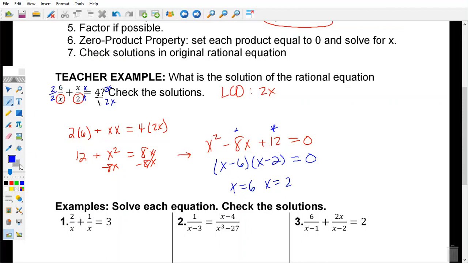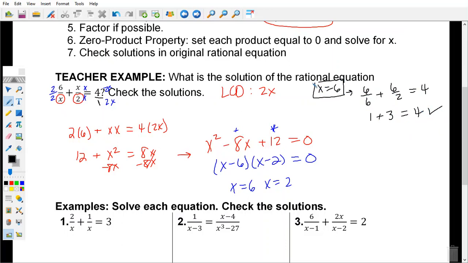So I'm going to go back to the original and plug in the values and see what happens. I'm going to check 6 first. So checking with x equals 6, that's going to look like this. We have 6 over 6 plus 6 over 2, and we want to know, does it equal 4? 6 over 6 is 1. 6 over 2 is 3. Does 3 equal 4? And the answer is yes.